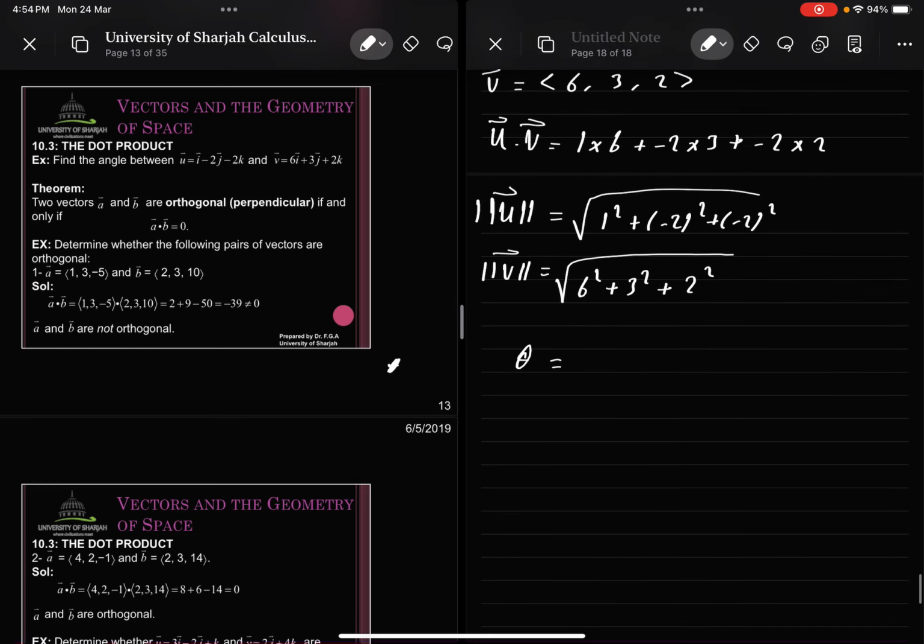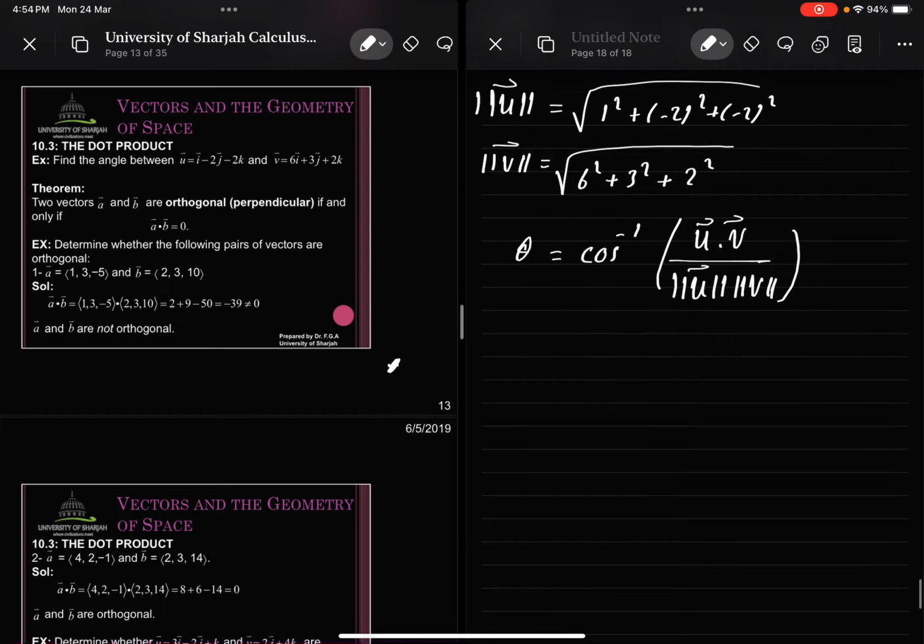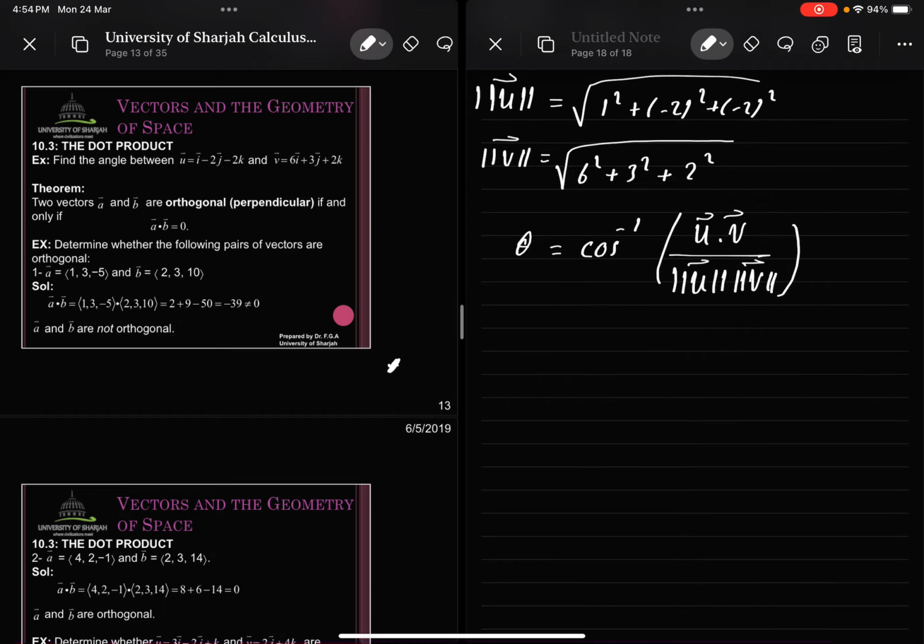And we write the formula, which is cosine inverse of U dot V over magnitude of V times magnitude of U.